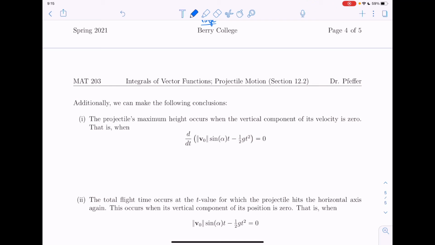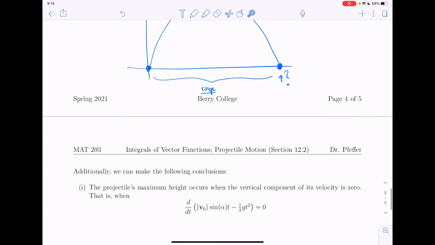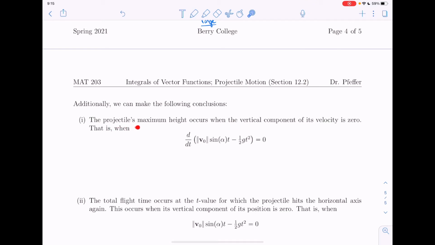So if we want to determine when the projectile's maximum height occurs, we might observe that what we're talking about up here is going to occur exactly when the first derivative of the position is equal to 0. This is the position function, and so we want to look at when its derivative is 0. But the derivative of position is velocity. So the correct way to phrase this is the projectile's maximum height is going to occur when the vertical component of its velocity is 0.